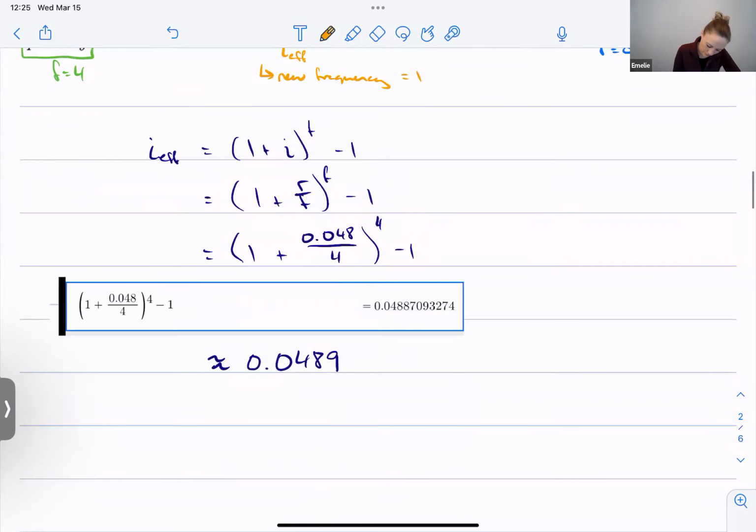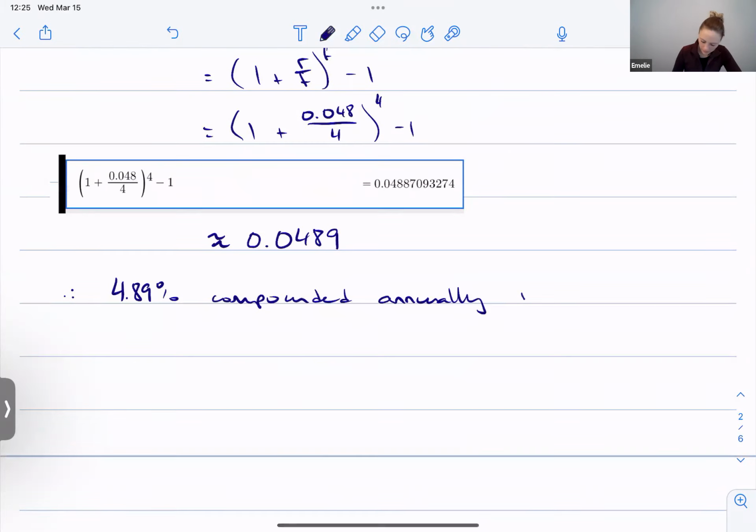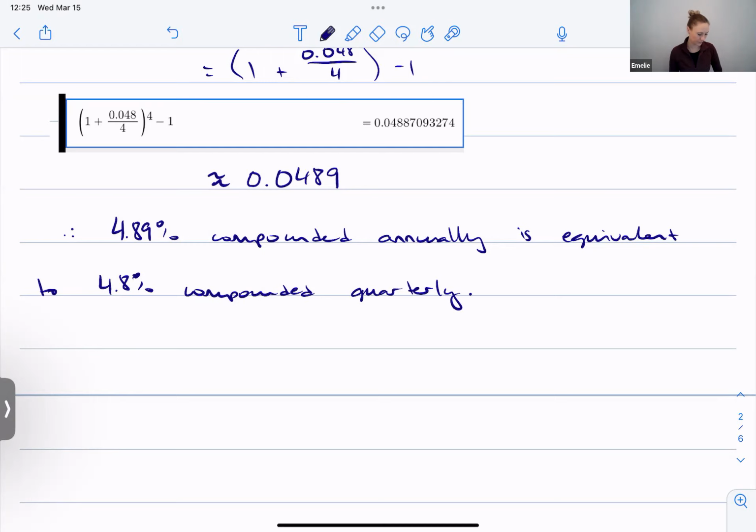Okay. So therefore, 4.89% compounded annually is equivalent to 4.8% compounded quarterly. Equivalent meaning they would produce the same future value, right?